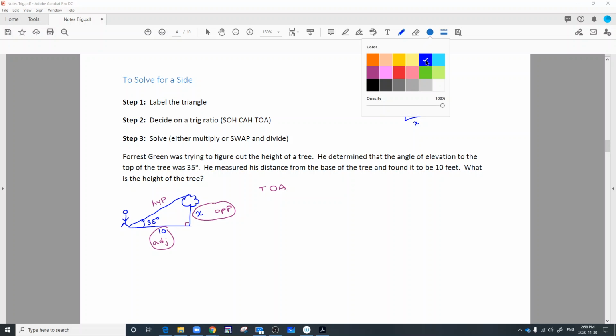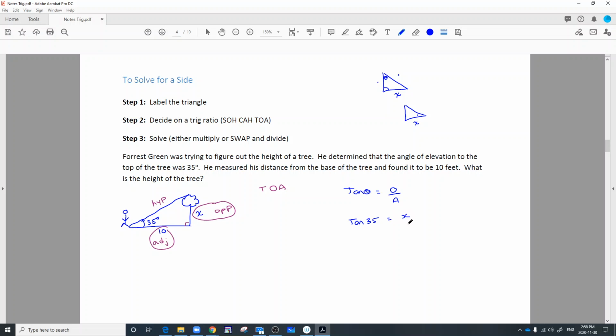So I'm going to set up my trig ratio as the tan of an angle theta, which is just a generic angle, is equal to the ratio of the opposite to the adjacent sides. Now I'm going to fill in what I know. This time I know that the angle is 35 degrees. I don't know the opposite, but I know that the adjacent side is 10. And I'm trying to solve for x.